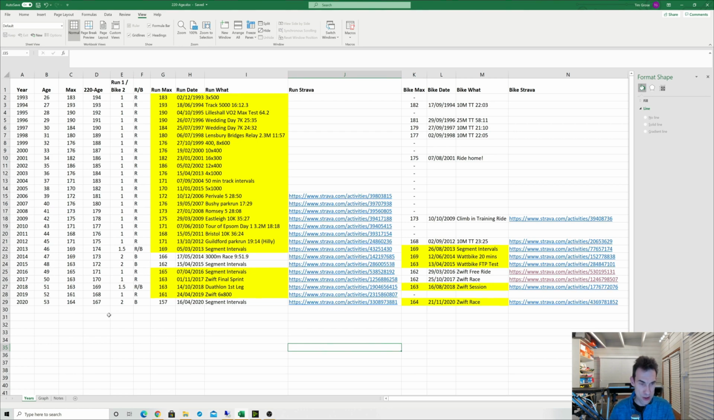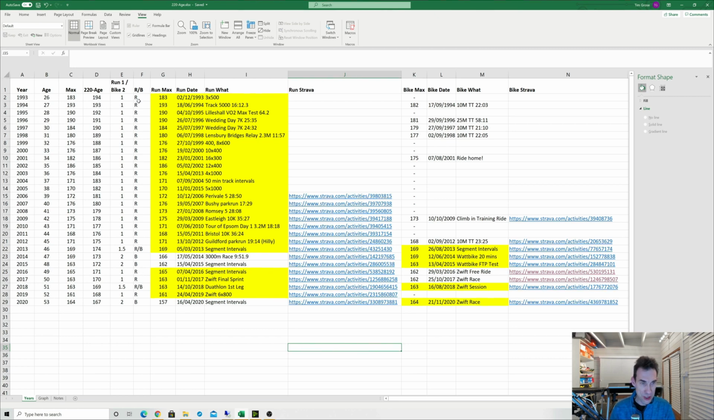So if you look, for instance, in 2020, my highest heart rate running was only 157, doing some segment intervals in April, whereas my actual highest heart rate for the year was on the bike, 164 in a Zwift race. That was when I was recovering from my calf tear and spending more time on the bike. But on Zwift indoors, unfit, it's a lot easier to get your heart rate up than it is, say, outdoors running, because apart from anything else, I have to worry about my aging legs.